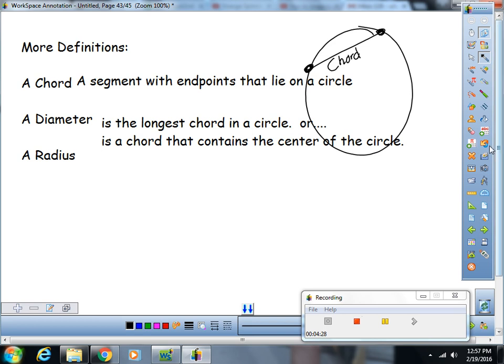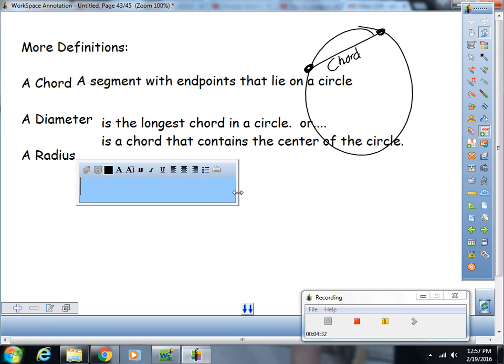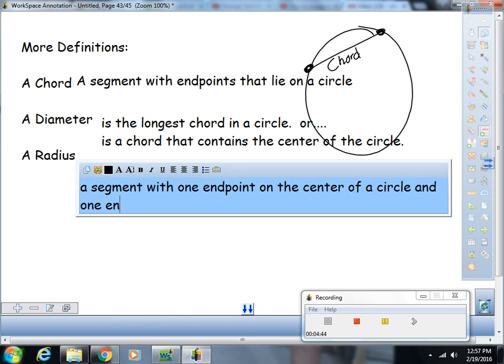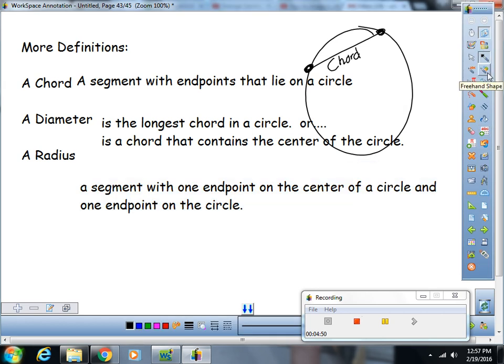Okay? And a radius is defined as a segment, not a chord. A radius is not a chord. It's a segment with one endpoint on the center of a circle and one endpoint on the circle. And it's just a fact that a radius is half the measure of the diameter, but that doesn't go into the definition.